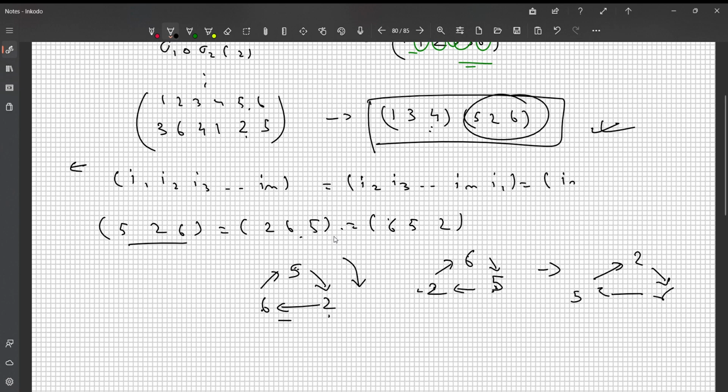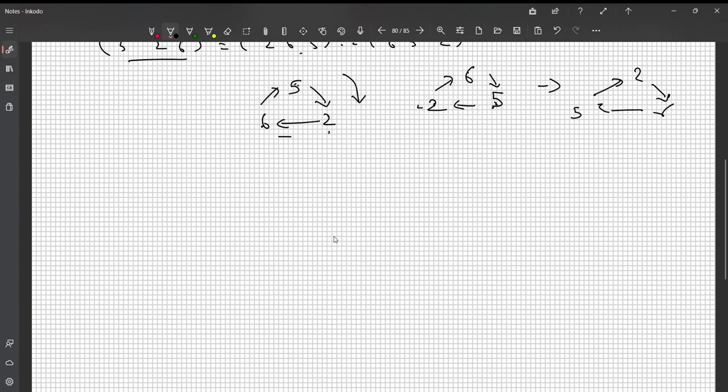So on a general basis, you can just shift this by one element to the left, right? You write this as I2, I3 till IN, I1. And you can also write this as I3, I4 till IN, I1 and I2. Clear? Got it? Okay.